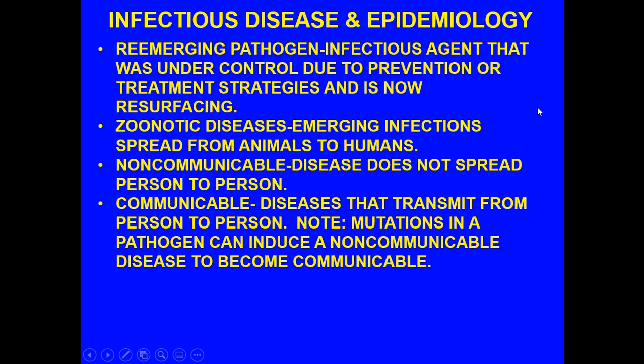Now, a re-emerging pathogen is an infectious agent that was under control due to prevention or treatment strategies, but now is resurfacing. A case in point, where a re-emerging pathogen might occur, might be malaria. And malaria in certain parts of the world was basically kept under control due to prevention or treatment strategies.